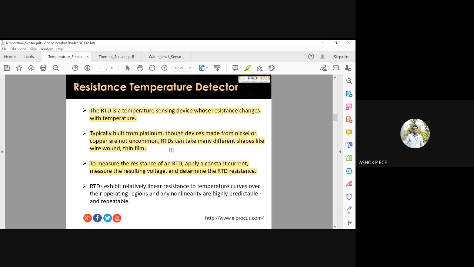Okay. So simply, RTD is based on Ohm's law. V is equal to IR. And here I need to measure R, right? So I can write R is equal to V by I. RTDs exhibit linear resistance to temperature curves. What they are saying is whenever temperature is going to increase, the resistance is also going to increase. So linear means they are directly proportional. So R is proportional to T. When temperature is going to increase, resistance is also going to increase.